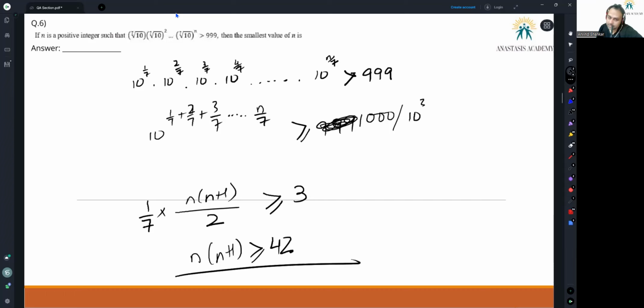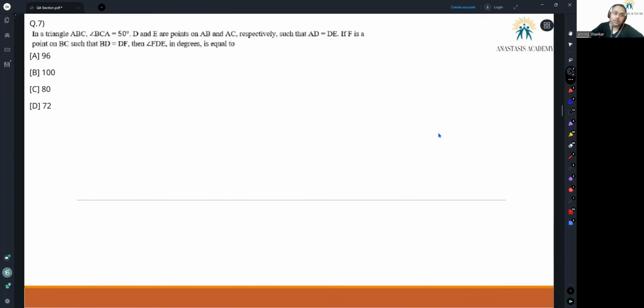For it to be precisely equal to 42, you can solve it equation-wise. Otherwise, you can see 6 into 7 falls perfectly into our lap. So the correct answer here, the smallest value of n, will be 6 itself. I hope. Okay. Next.